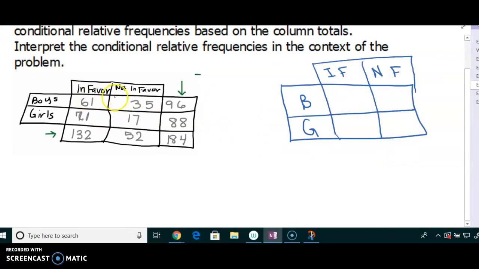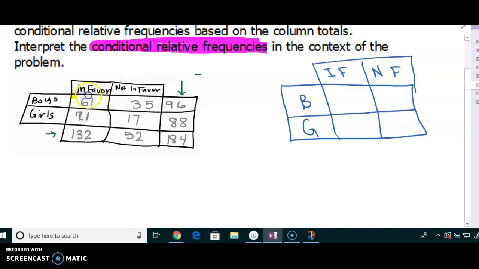All right, guys, so once again, I've just copied that original two-way table here, and I've gone ahead and set up here. Now we're going to make the conditional relative frequencies. So these are conditional upon one of the two things. So it's conditional upon being a boy or girl, or it's conditional upon being in favor or not in favor. So we're going to do this conditional on boys or girls.